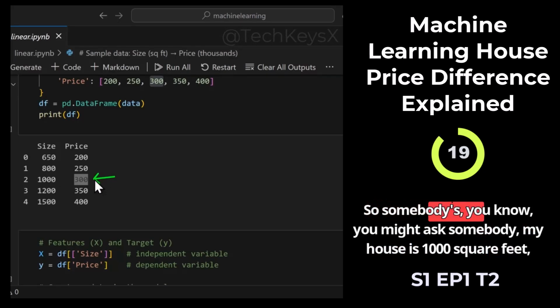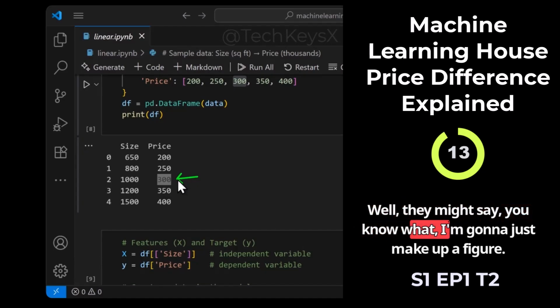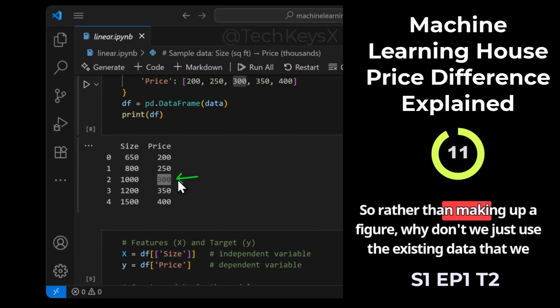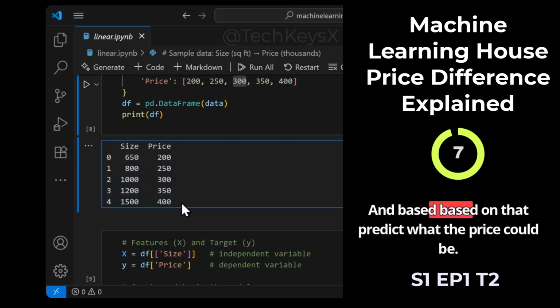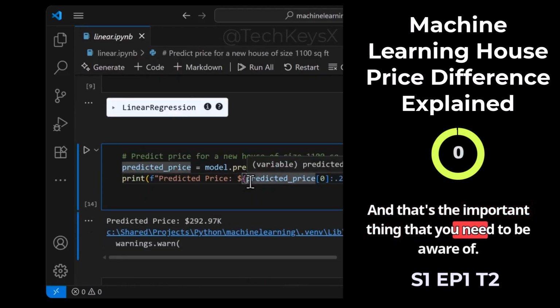You might ask somebody, my house is 1,000 square feet, what do you think it's worth? Well, they might say, you know what, I'm just going to make up a figure. So rather than making up a figure, why don't we use the existing data that we have and, based on that, predict what the price could be? So this is better than guessing, I suppose. And that's the important thing that you need to be aware of.